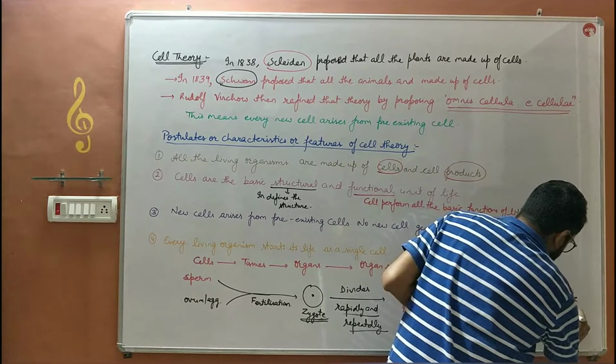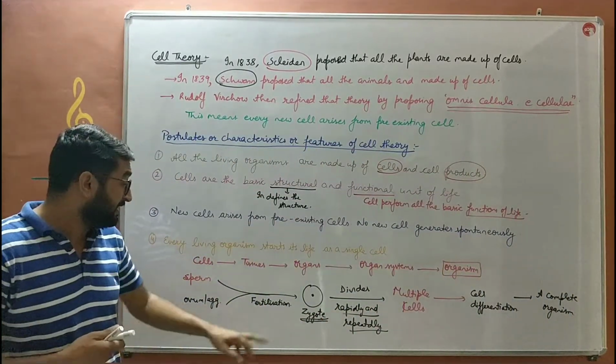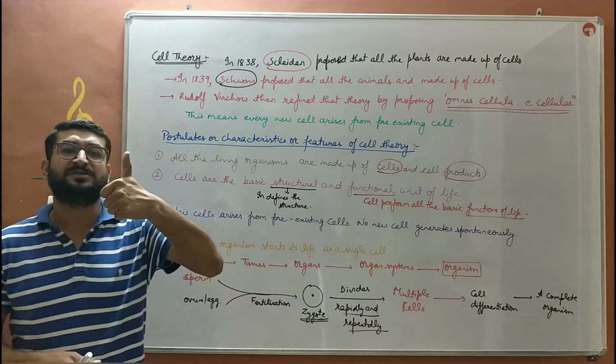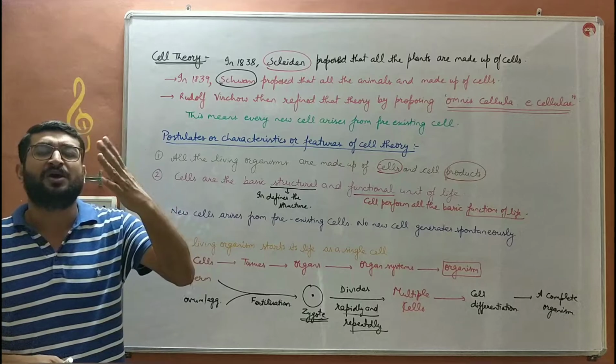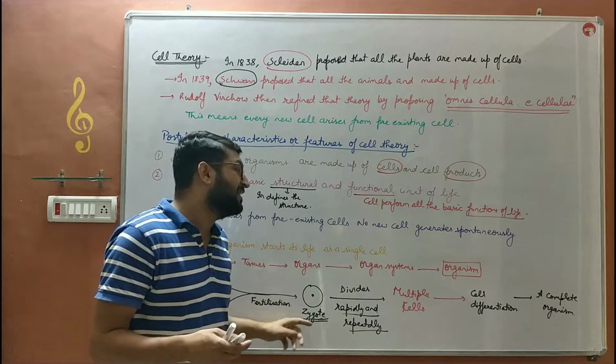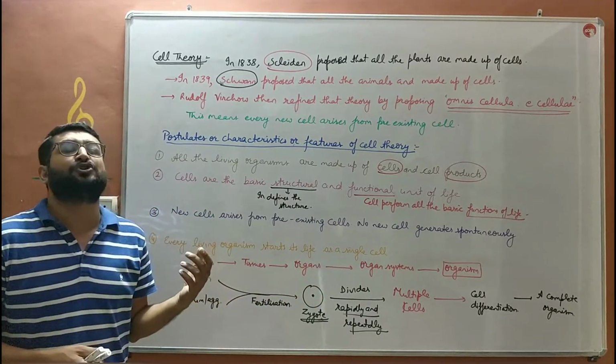So that's how a multicellular complex organism is generated from a single cell, and that single cell is zygote. Whether it's human beings, dogs, cats, elephants, or plants, all are generated from the first cell that is named as zygote. So this is cell theory and its postulates.